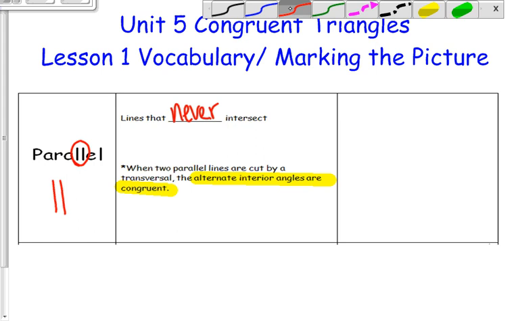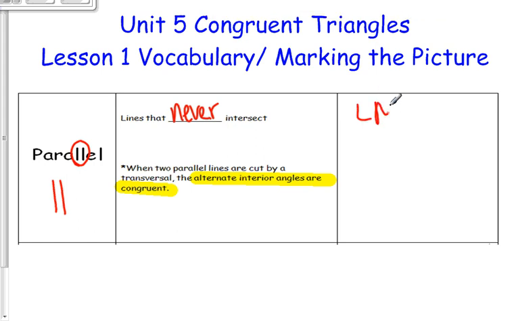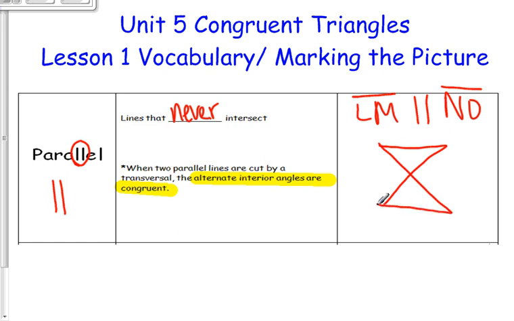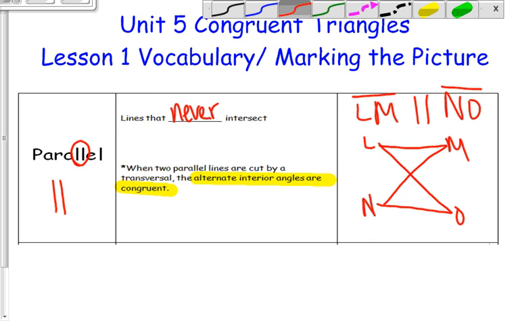The picture we really want to look at is one that looks similar to this. So we know that LM is parallel to NO. And we have, again, that bow tie shape that we've seen a lot. They tell us that this is LM and this is NO. So if we see that, we're looking for alternate interior angles.